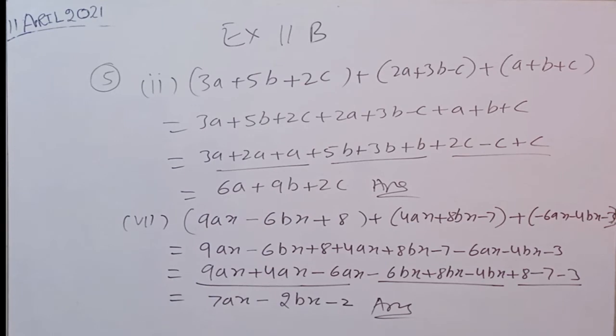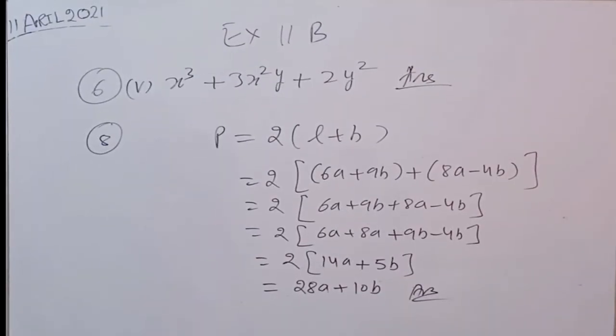Again the seventh part, we have 9ax minus 6bx plus 8, plus 4ax plus 8bx minus 7, plus minus 6ax minus 4bx minus 3. Collect the like terms, we will have 9ax plus 4ax minus 6ax, minus 6bx plus 8bx minus 4bx, plus 8 minus 7 minus 3. By solving the like terms, we will have 7ax minus 2bx minus 2. So in that manner you will do question number 5 and 7 part. The rest of the parts you can do in the same manner.